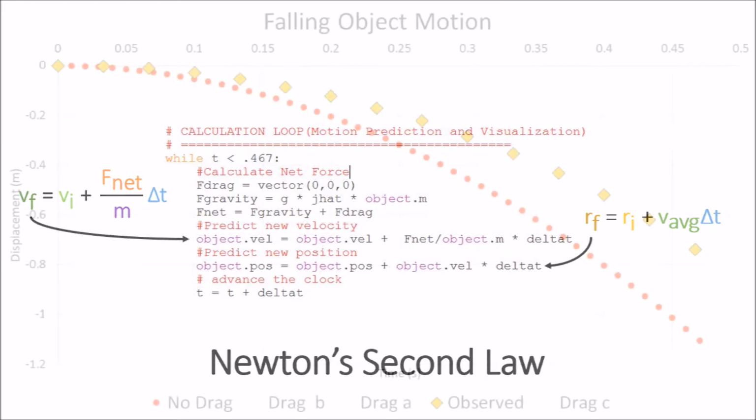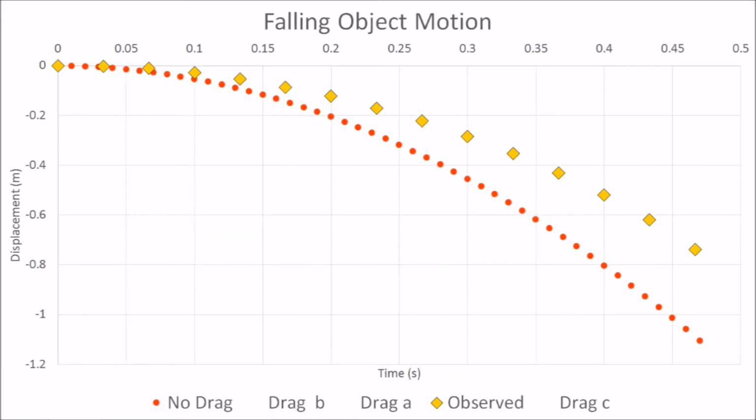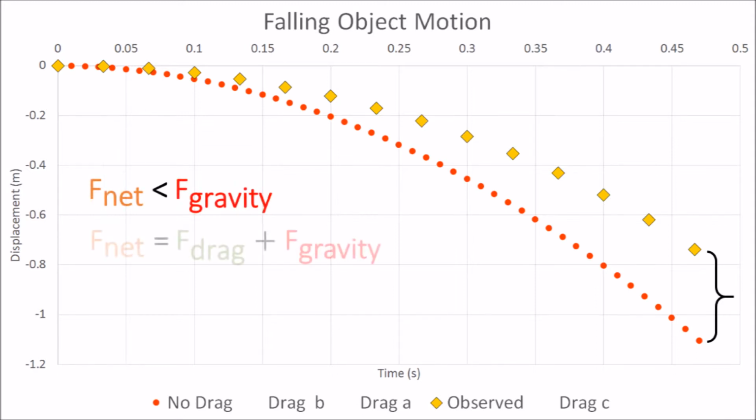When I plotted these results on the same graph as the observations, it was evident that the gravity force was not the only interaction occurring between the object and its surroundings, because the magnitude of displacement in the model was greater than that of the observed data. This meant that the net force had to be less than the force due to gravity, which indicated that the drag force opposed the force of gravity, as was expected.